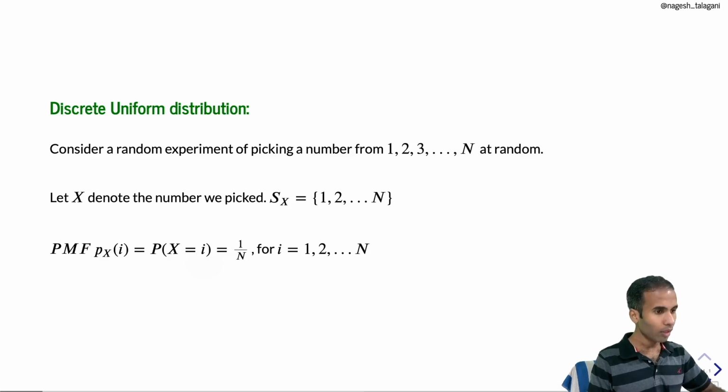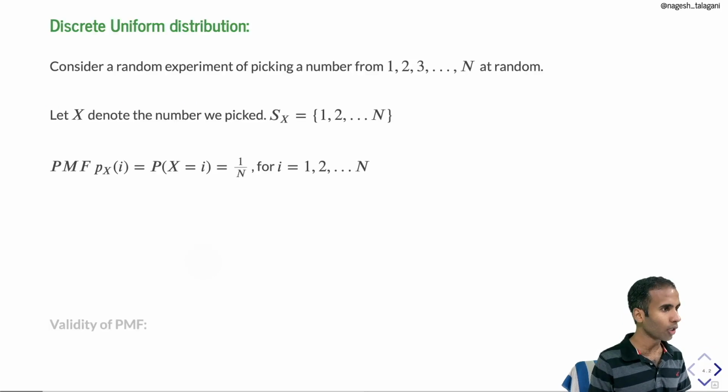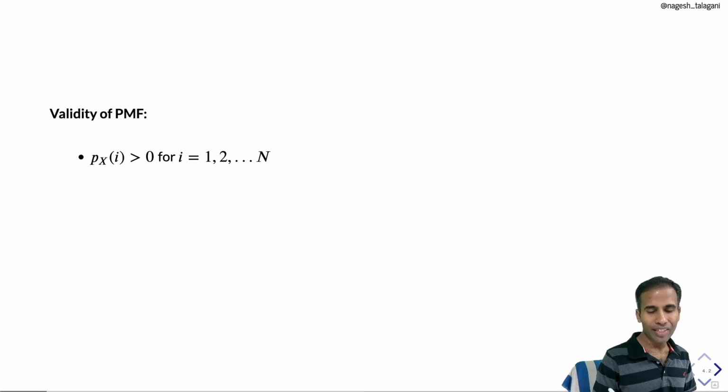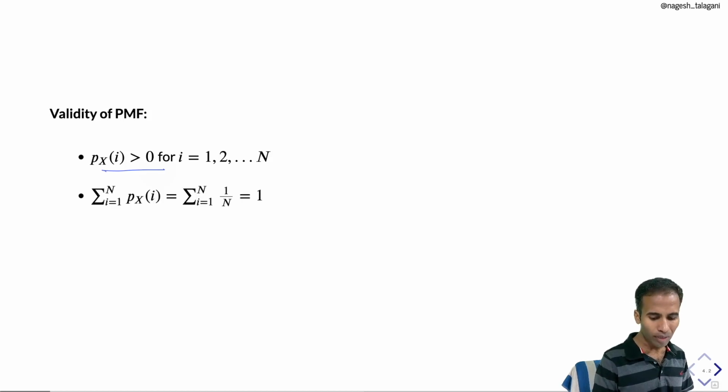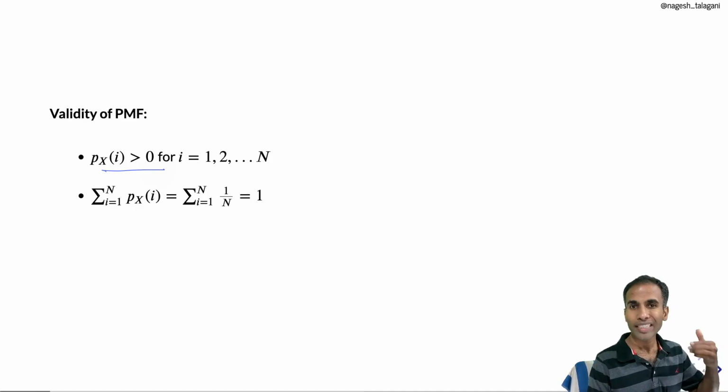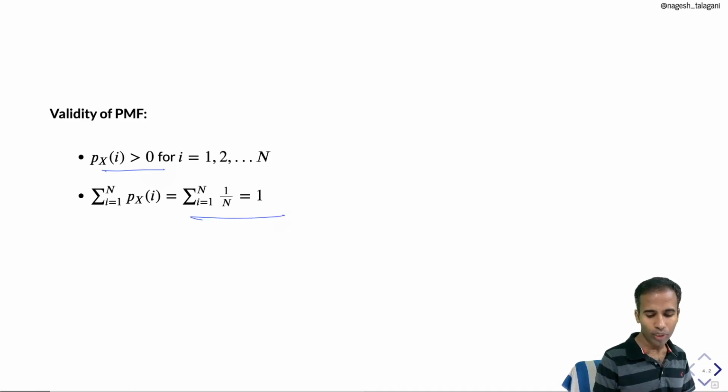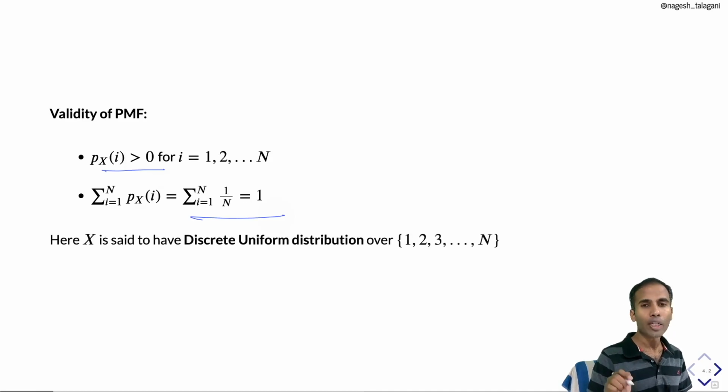Let's check the validity of this PMF. It should satisfy two conditions. One is it should be positive over the support, and the total PMF values over the support must add up to 1. Let's see one by one. First of all, the p_X(i) value 1 by n is positive for i equal to 1 to n, and the total PMF values over the support, 1 by n plus 1 by n plus so on, n times, add up to obviously 1. Okay, a valid PMF. Here X is said to have discrete uniform distribution over 1 to n.